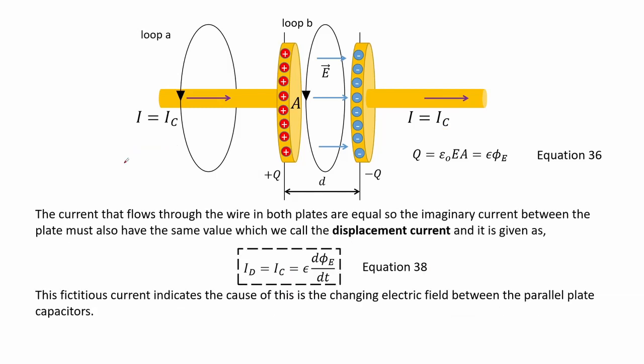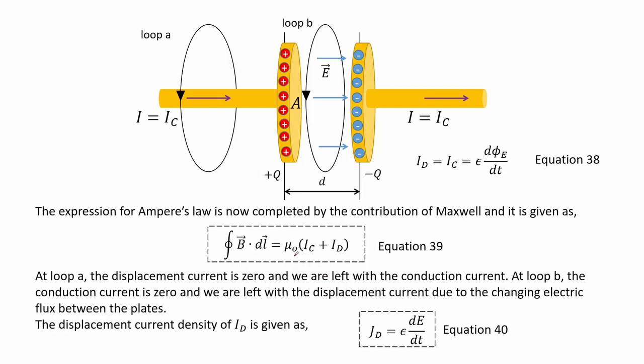The current that flows through the wire in both plates is equal, so the imaginary current between the plates must also have the same value, which we call the displacement current, and it is given as equation 38. This fictitious current indicates the cause of this is the changing electric field between the parallel plate capacitors. The expression for Ampere's law is now completed by the contribution of Maxwell, and it is given as equation 37.